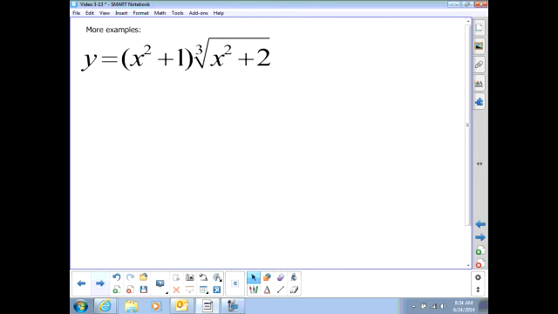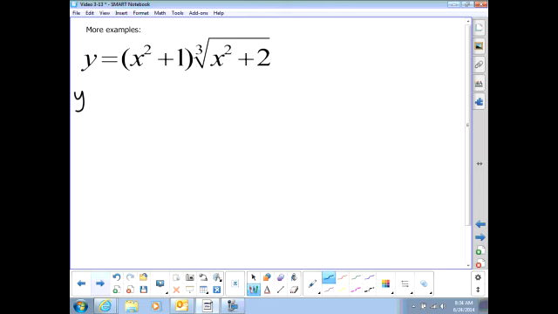Okay, this new example, notice we have two things being multiplied. That means it'll require product rule. So product rule, you do derivative of one times regular of the other, plus the reverse. Regular of the one you took the derivative of times the derivative that you haven't taken yet.